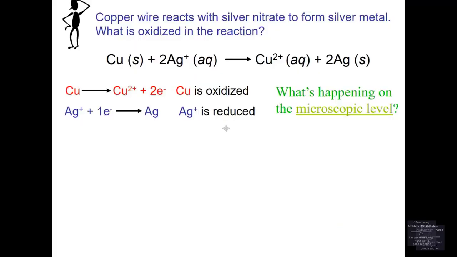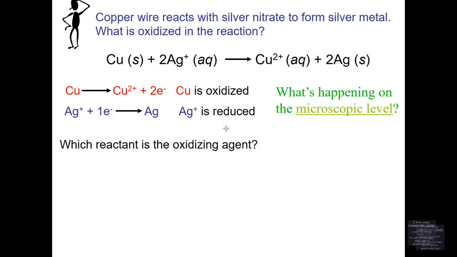So we have to keep that sort of microscopic view in mind the whole time when we're talking about these sort of reactions. All right, one more question about this reaction. Which one is the oxidizing agent? Silver plus, because that's the thing being reduced.